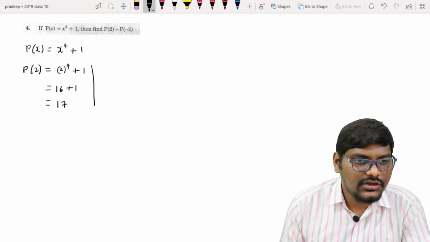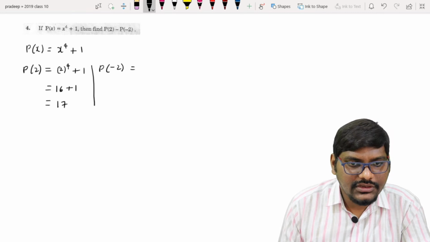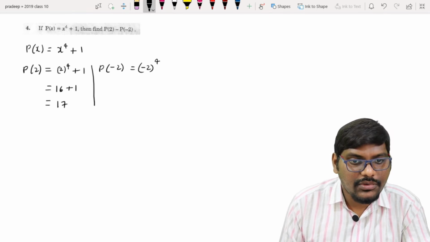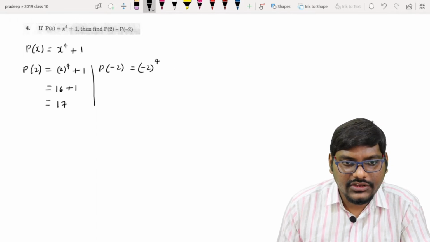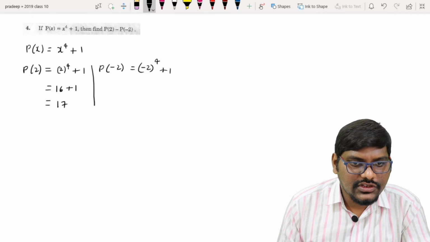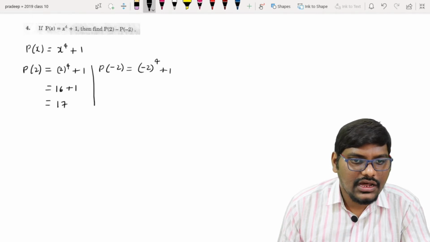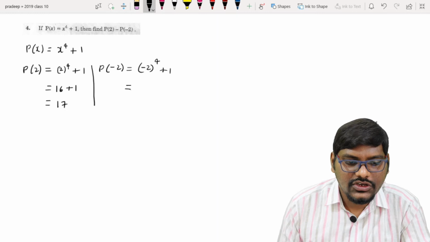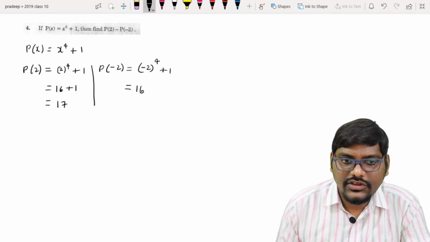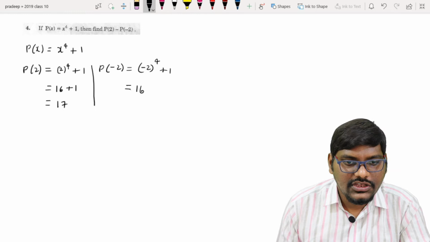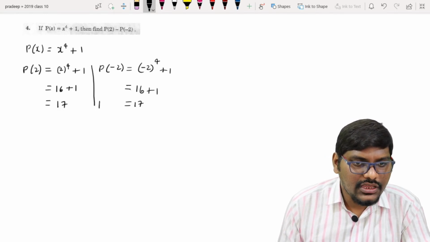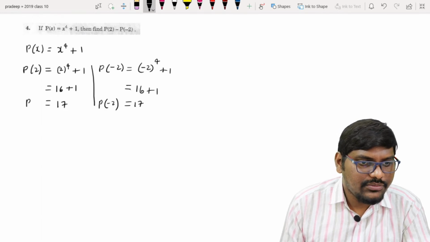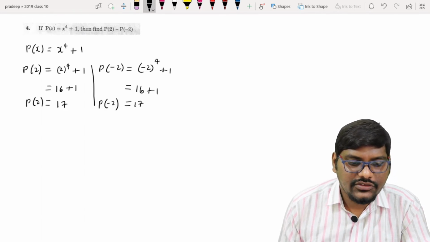So let's find out p of minus 2 also. That is nothing but minus 2 whole power 4, same equation we are taking. So in the place of x we are taking minus 2, plus 1. As the power is even, the value will always be positive. So now this is 16. Just now we did 2 power 4 is nothing but 16. So 16 plus 1 is 17. So p of minus 2 we got 17. Even p of 2 also we got 17.